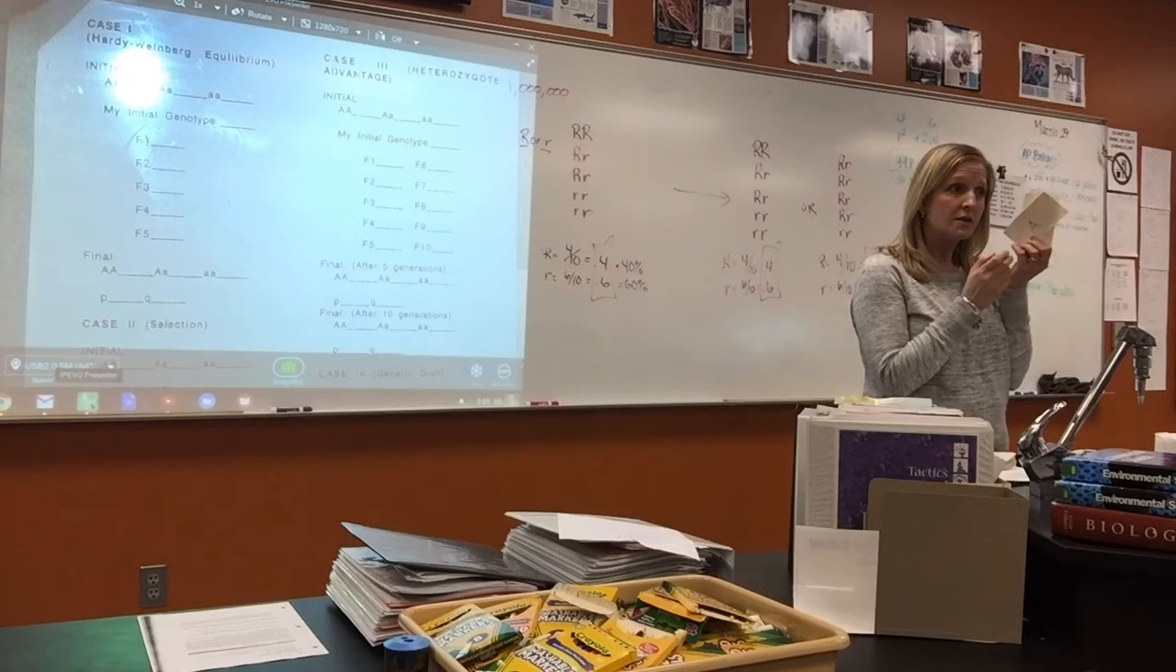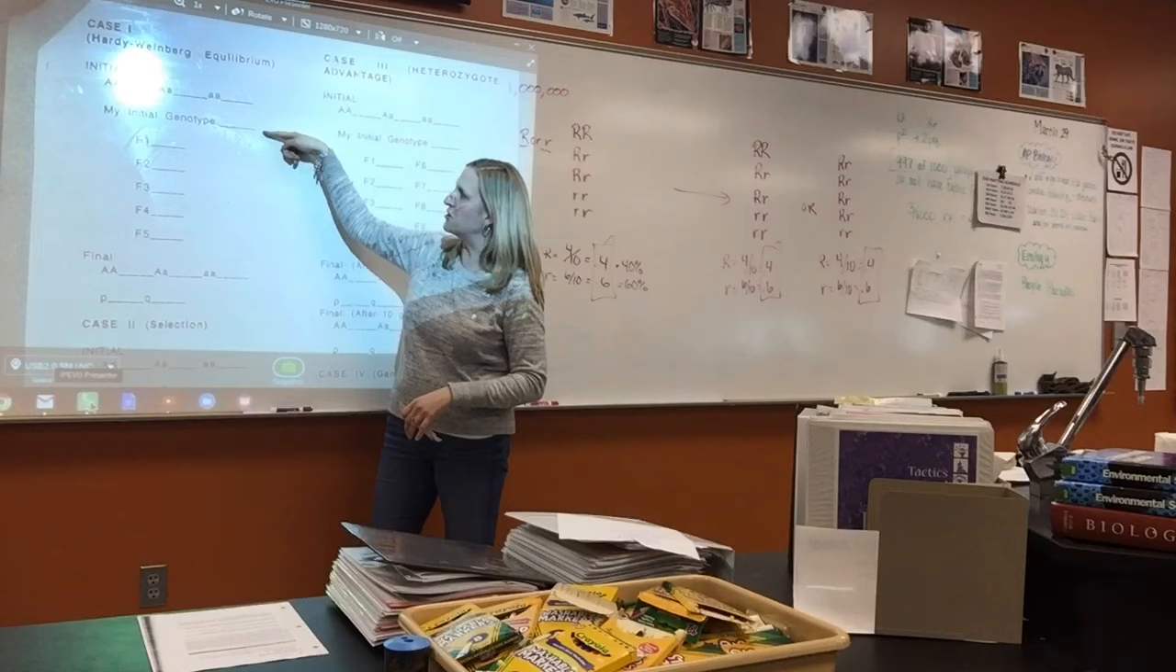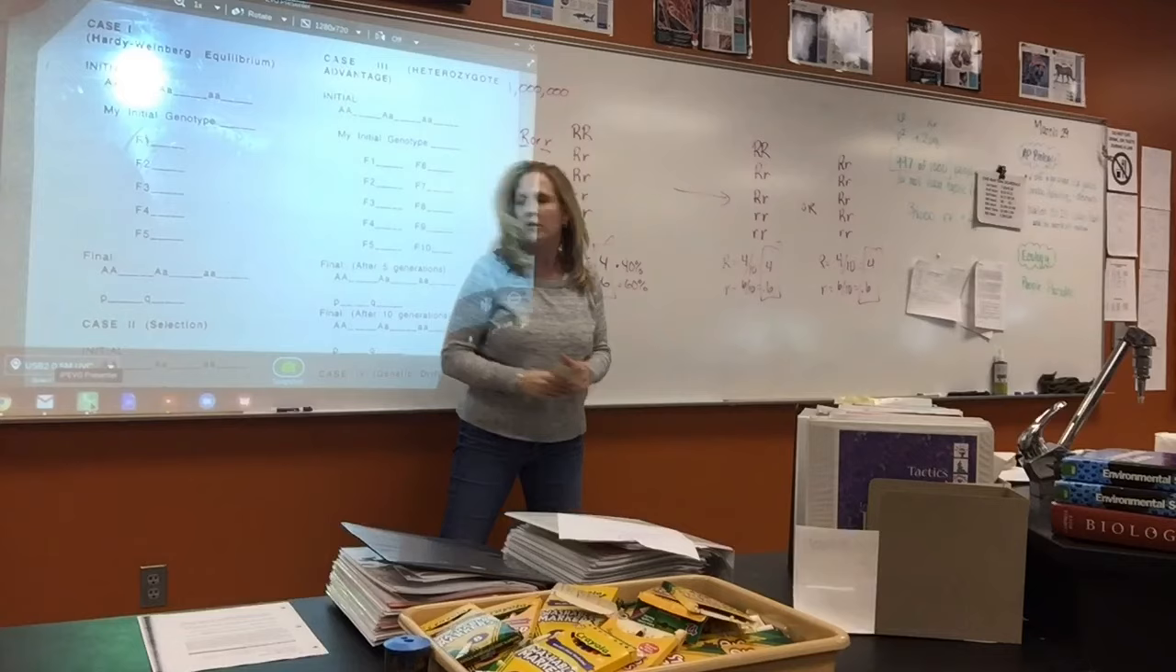Okay, so that's your genotype. And so together we'll know what our initial genotype is because I know how many people I gave it to and so on. So you would put your initial genotype here. And then what we're going to do is go through five generations, F1 through F5.